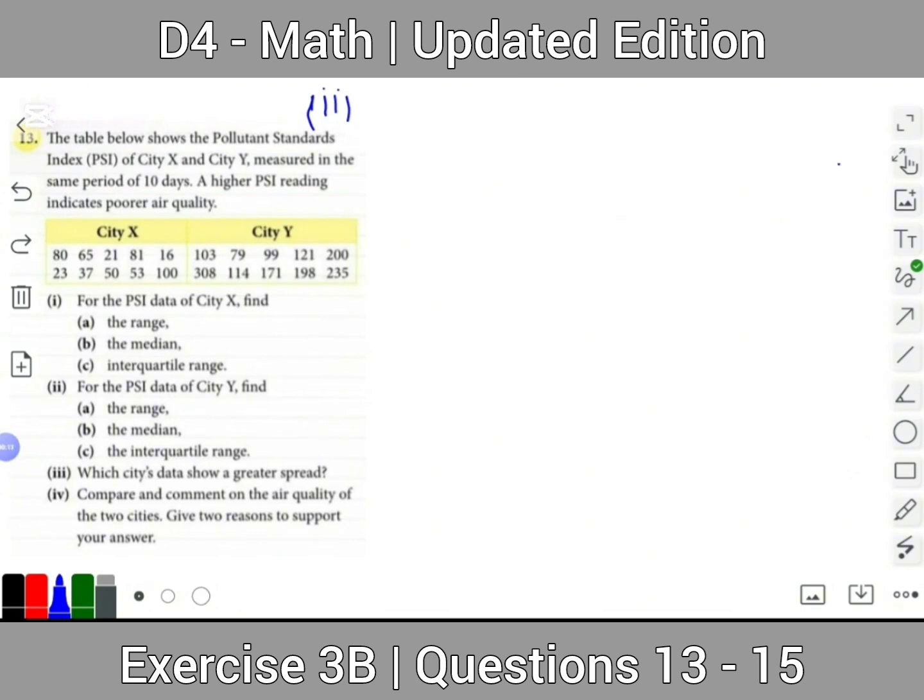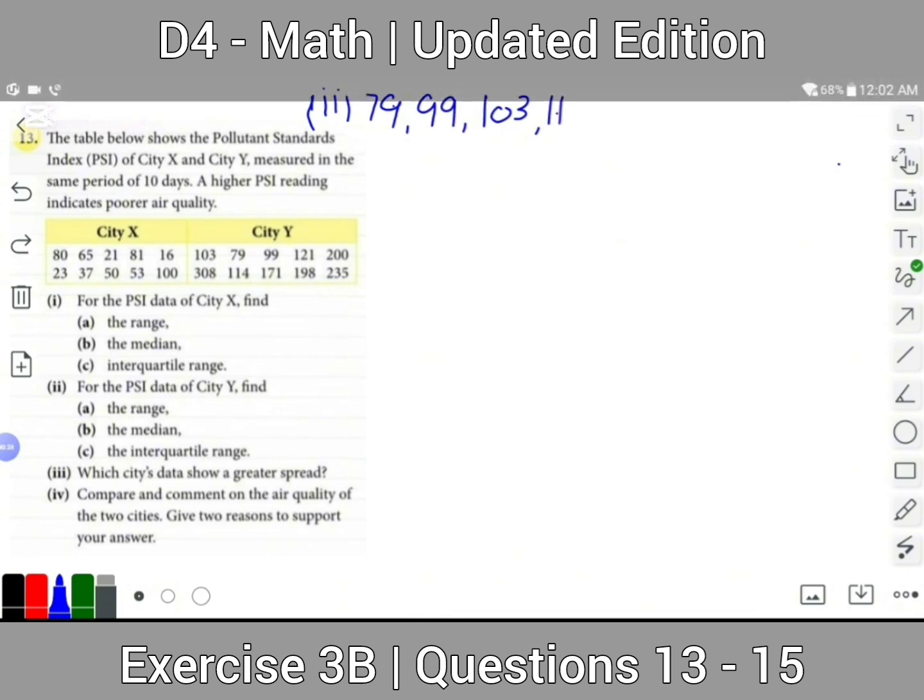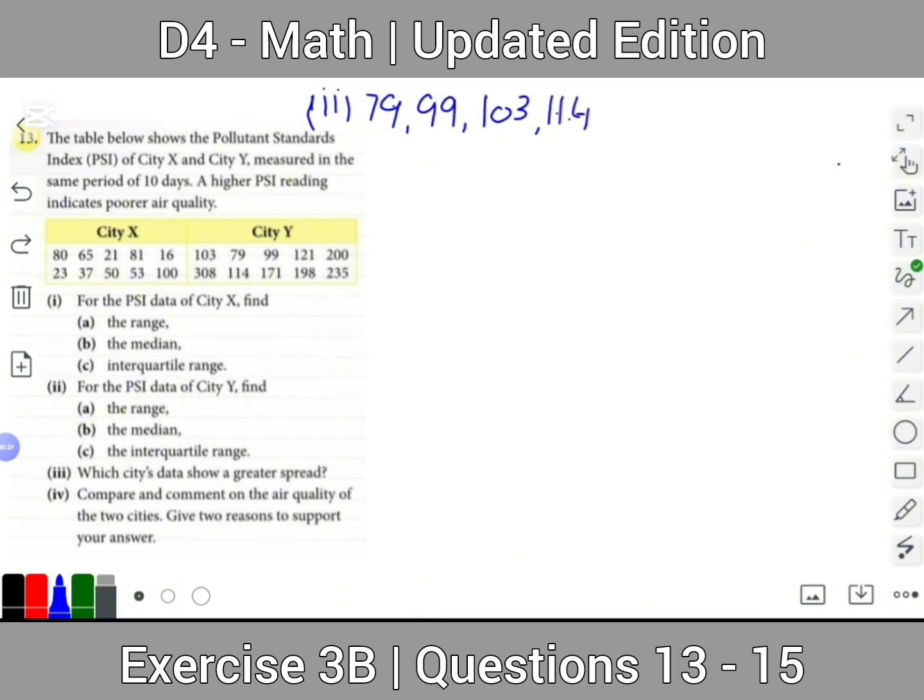Now in part 2, for the PSI data of city Y, we have to find in part A the range. First we have to arrange the data for city Y in ascending order. Starting with the smallest value, here we have 79, 99, 103, 114, 121, 171, 198, 200, 235, and 308.